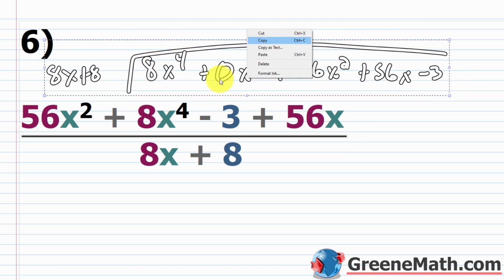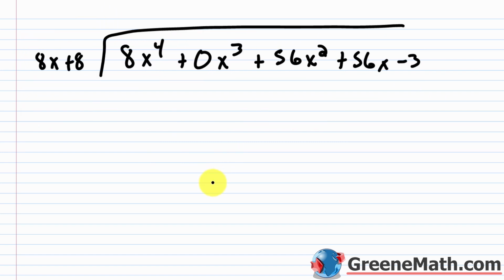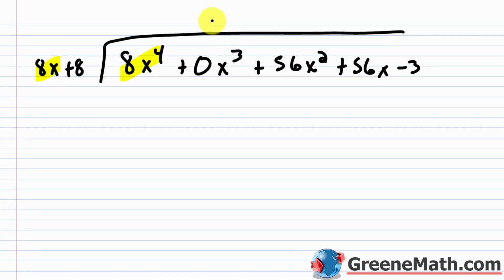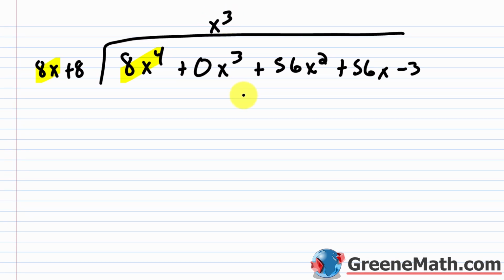Let me grab this real quick, cut it away. And again, we're just going to crank this out like we usually do. So again, leading term into leading term. So what is 8x to the fourth power over 8x? 8 divided by 8 is 1. X to the fourth power divided by x is going to be x cubed. So let me write x cubed here. We're going to multiply. X cubed times 8x is going to be 8x to the fourth power. X cubed times 8 is going to be 8x cubed, so plus 8x cubed.